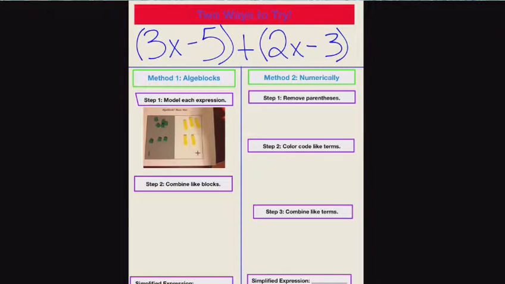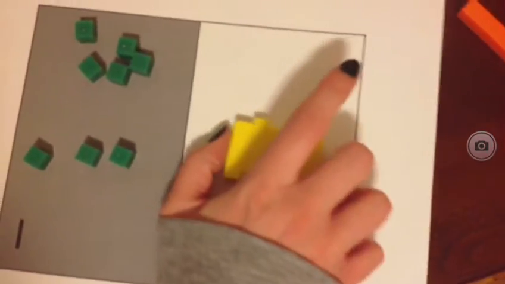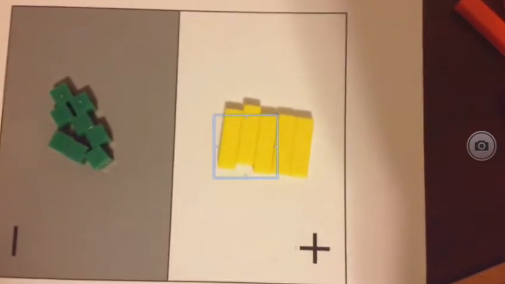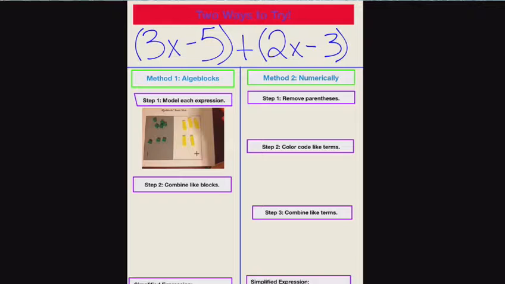Okay. Next step is to combine our like blocks. So let's go back to our algebra blocks. Again, we've got all our x's on one side, so we're just going to combine all of our x's together on the positive side. And then same thing, we're just going to combine all our green cubes on the negative side here. Again, take a picture and drop that into GoodNotes.